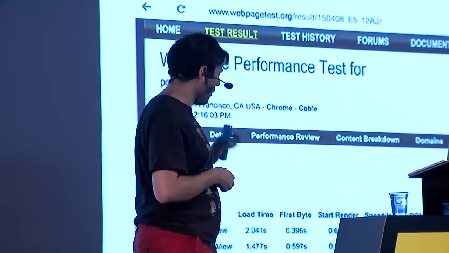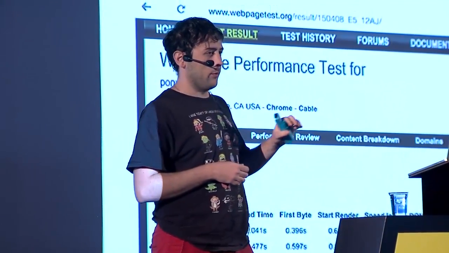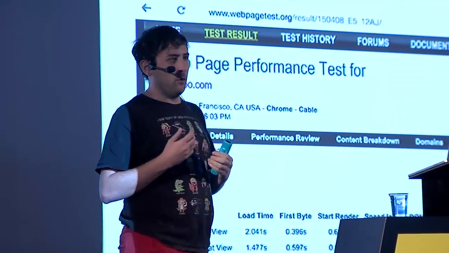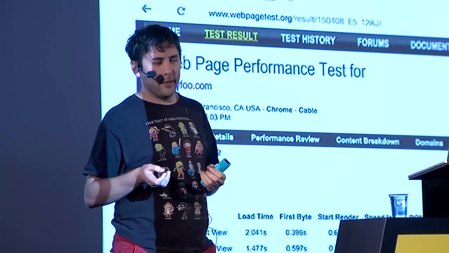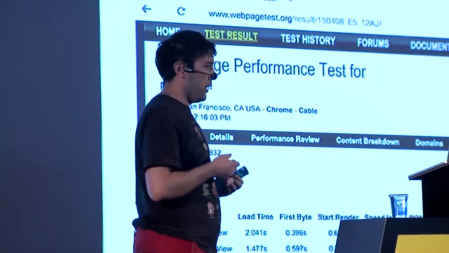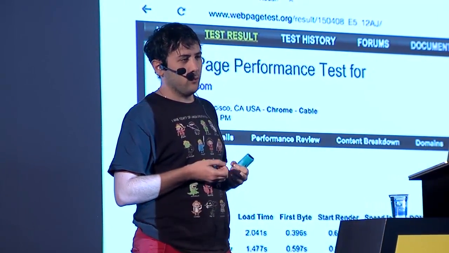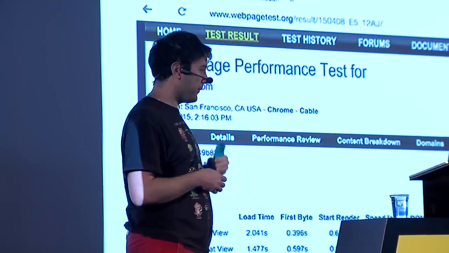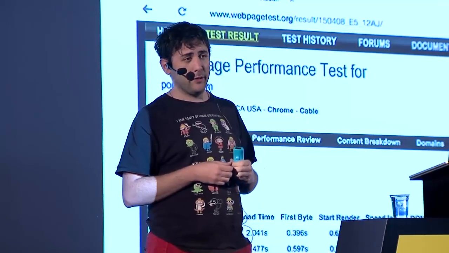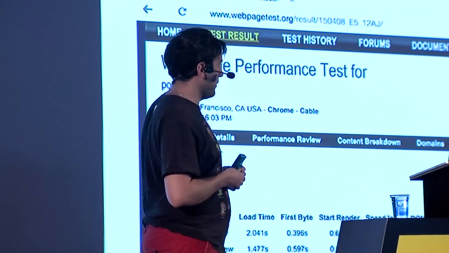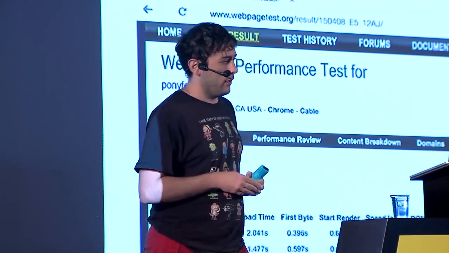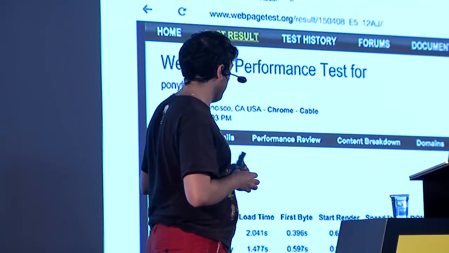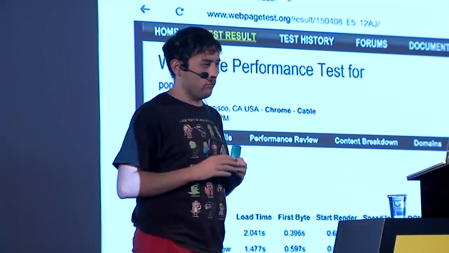What you get back is different ratings on different parts of the performance of your site, like how long it takes to the first byte of the connection, whether you're compressing your assets or not, whether you're caching them, whether you have CDN enabled, whether you have keep alive in your HTTP requests, and whether you're caching static content. So it's something that you should really use.